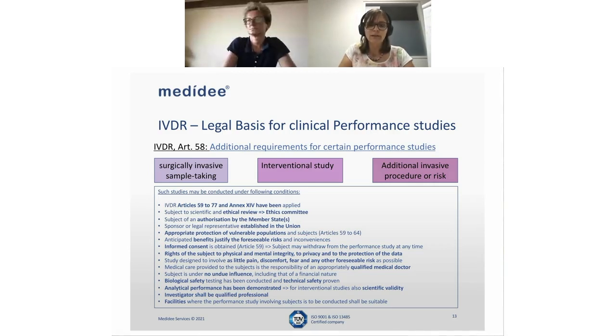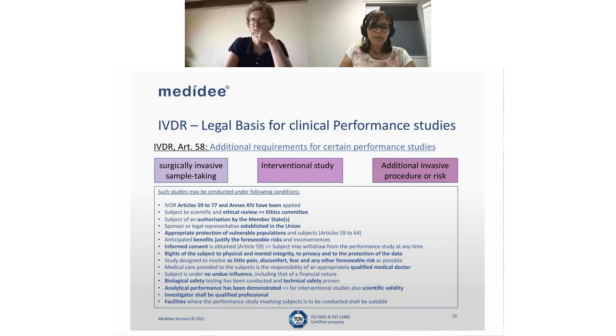So these fall under the category here, where additional requirements need to be fulfilled before you can start the conduct of such a study. So for these type of studies, you need, as a legal sponsor, and probably as well as a legal manufacturer of the device, to comply with Articles 59 to 77 of the IVDR, as well as with Annex 14.